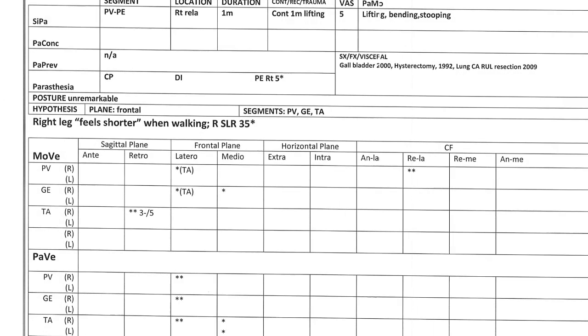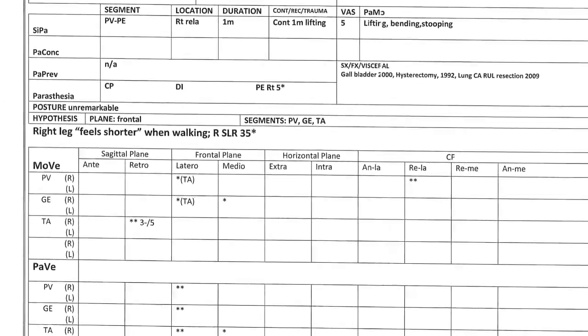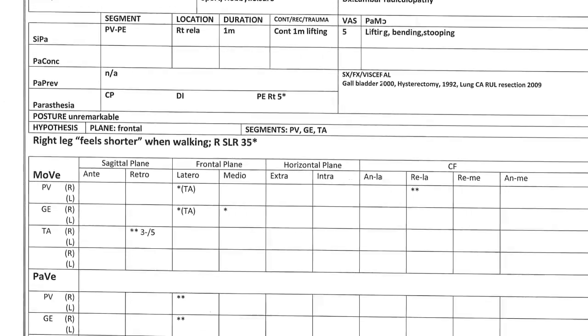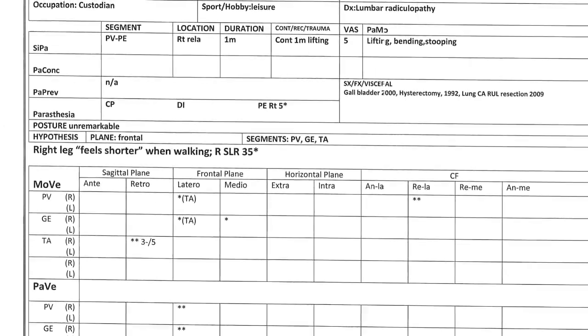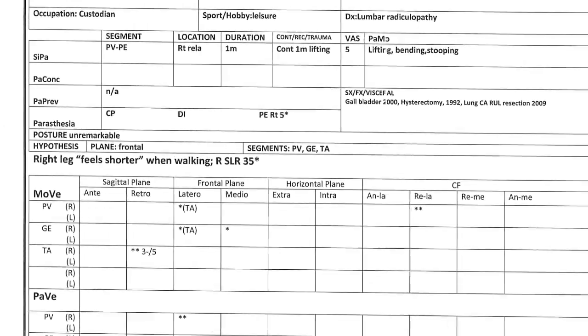This is a case presentation of a patient with a diagnosis of lumbar radiculopathy and utilizing the fascial manipulation method for treatment. It's a 56-year-old female who injured her back while lifting a table at work. She described pain as being at the level of 5 out of 10. Pain was worse with lifting, with bending, and with stooping. At this time, no imaging had been performed.